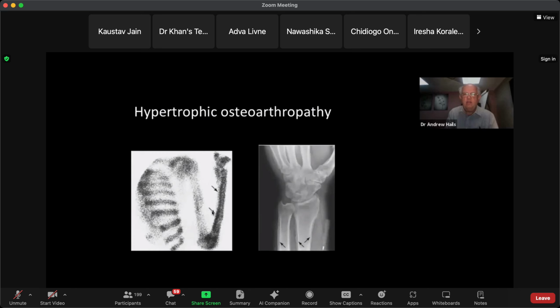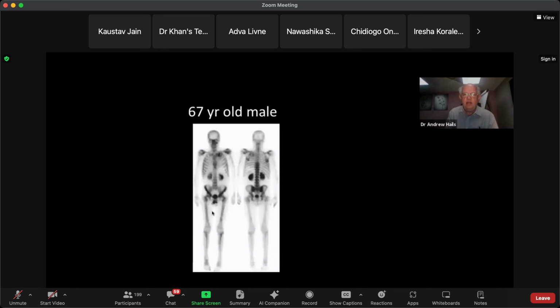I'll just move on. It's hypertrophic osteoarthropathy. Okay. Now, obviously you've got a bone scan. Without me telling you too much about the patient, I'll tell you the patient did have a malignancy. Can you see any evidence of that?